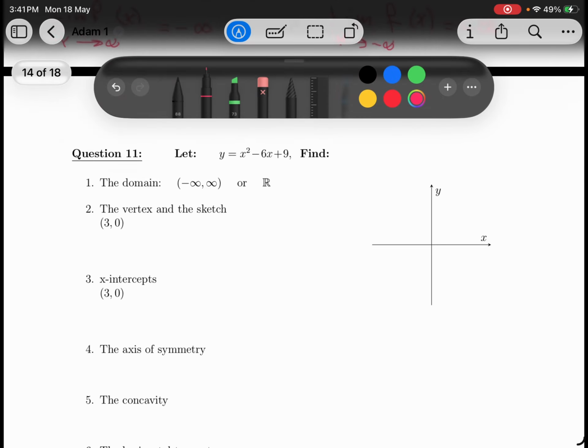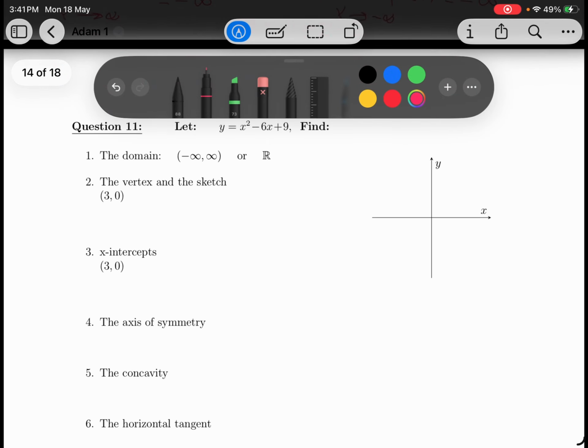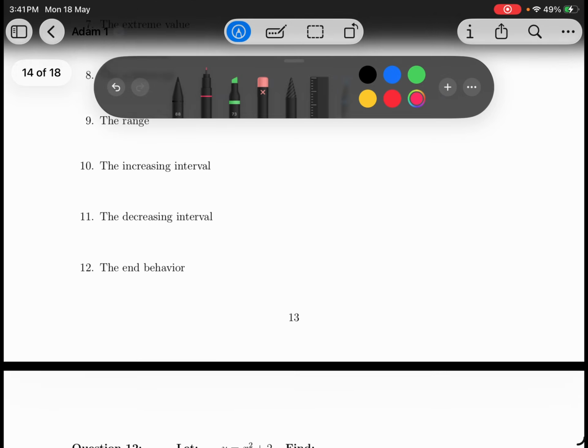Okay, here, guys, I have this example. I will leave this number 11 for you guys to practice. Okay, hopefully it will be useful.